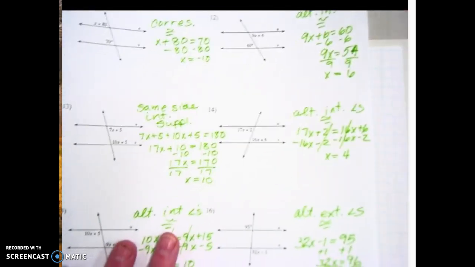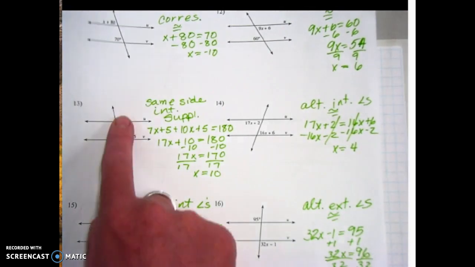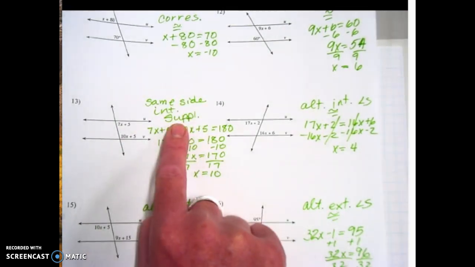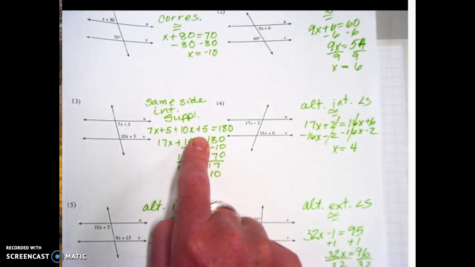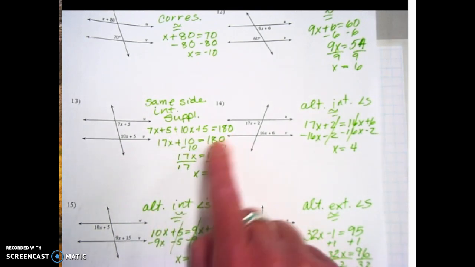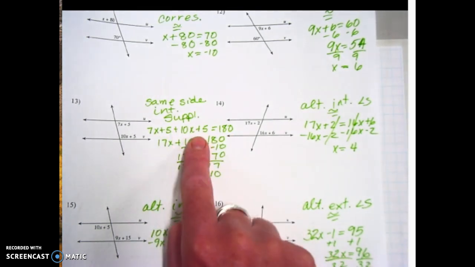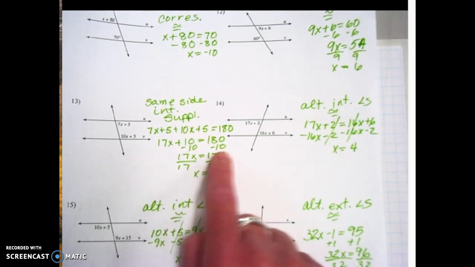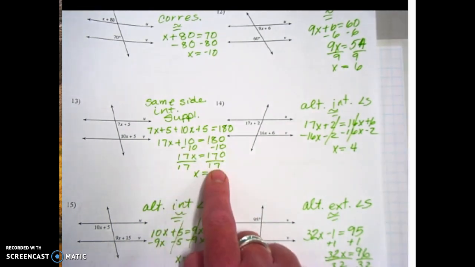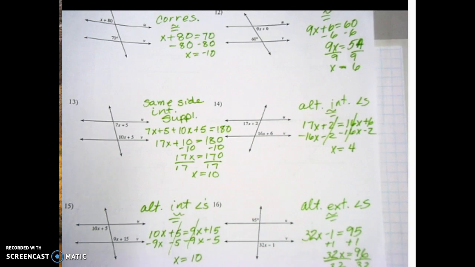Jumping down to number 13, these two angles are same side interior, so they should be supplementary. So add the two expressions together, set them equal to 180. Subtract 10, combine your like terms, and then subtract 10 from both sides. Divide both sides by 17, and you get x equals 10.